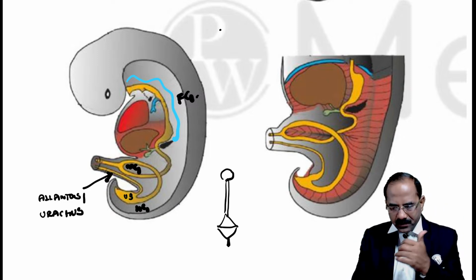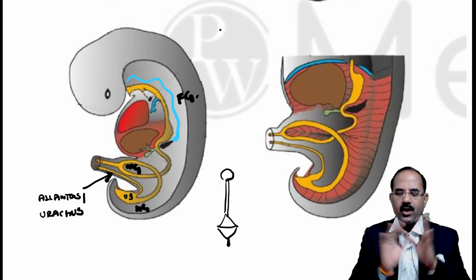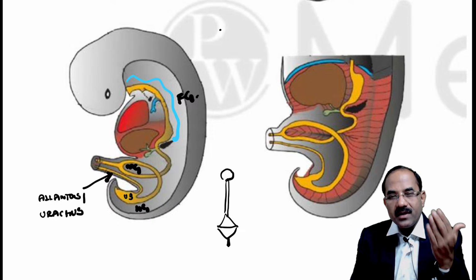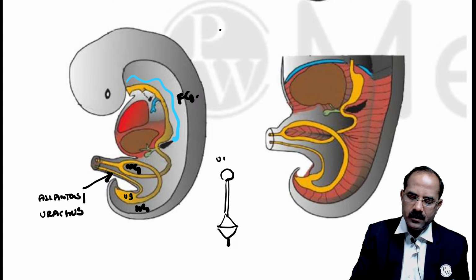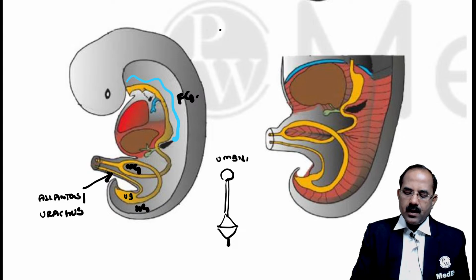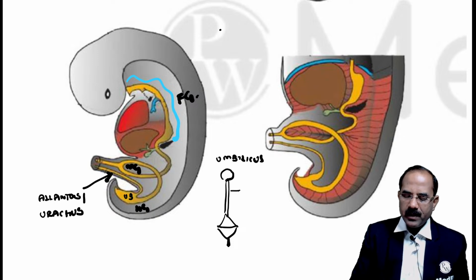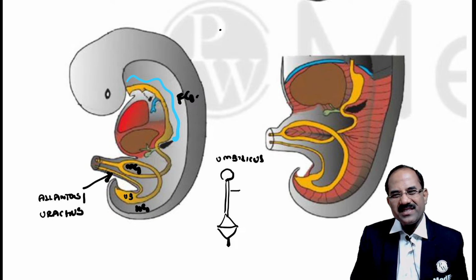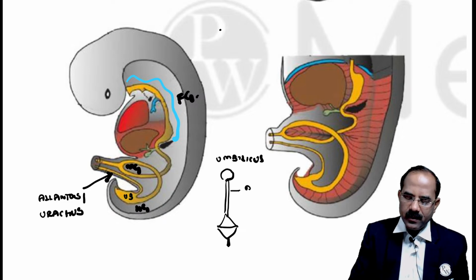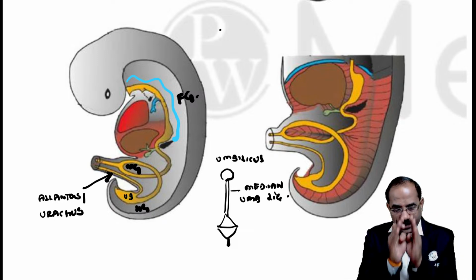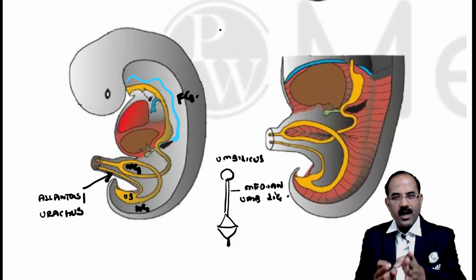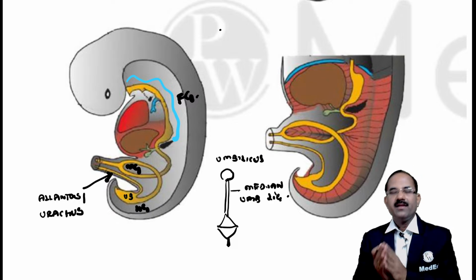After birth, this communication is obliterated. Now this becomes a ligament, and this ligament extends from the apex of the bladder to the umbilicus. And what is this ligament? Students, what is this ligament after birth known as? This is the median umbilical ligament. It extends from the apex of the bladder to the umbilicus. That's the median umbilical ligament.